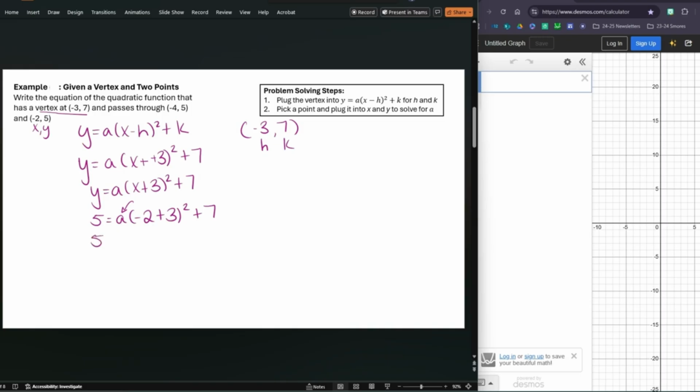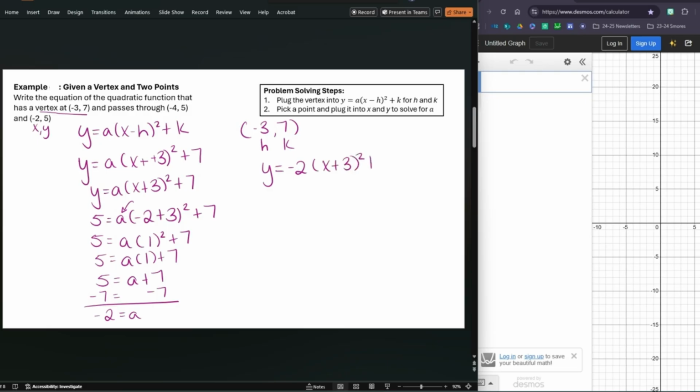So I'm going to simplify this. I have 5 equals a times (-2 plus 3), which is just 1. So I have 1 squared plus 7. So that's 5 equals a times 1 plus 7. Well, a times 1 is just a. So that's telling me that 5 equals a plus 7. I can solve this equation now by subtracting 7 from both sides. So that tells me that -2 equals a. If I plug everything back in, that means I have my equation in vertex form. So that's y equals -2 times (x plus 3) squared plus 7.